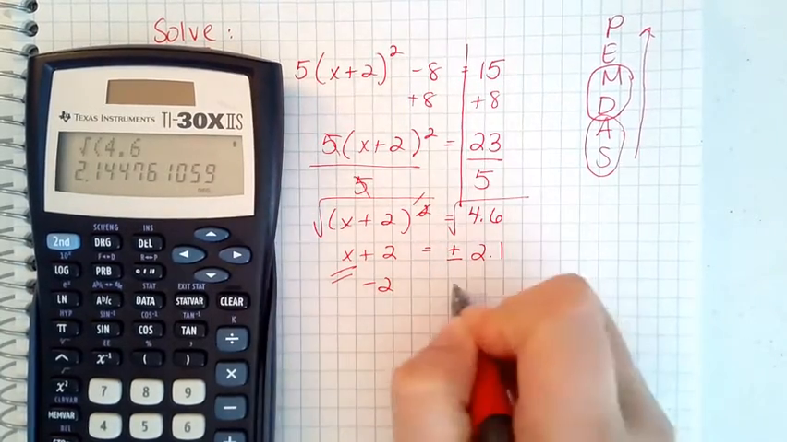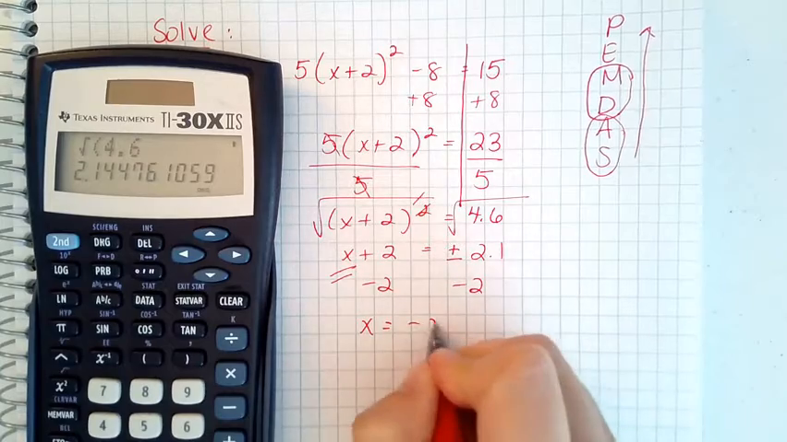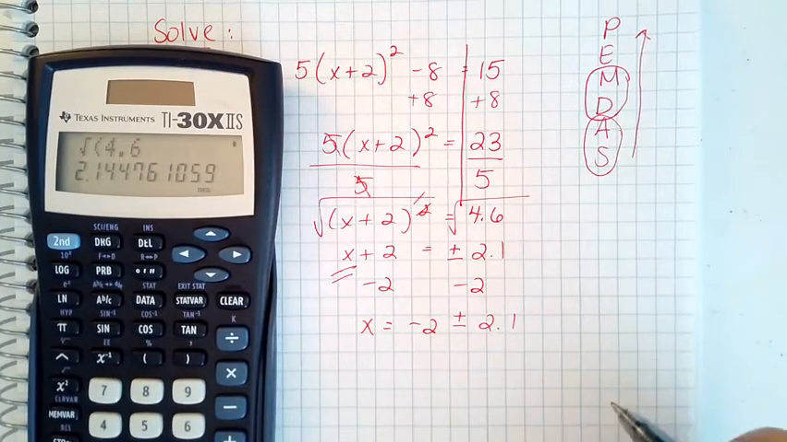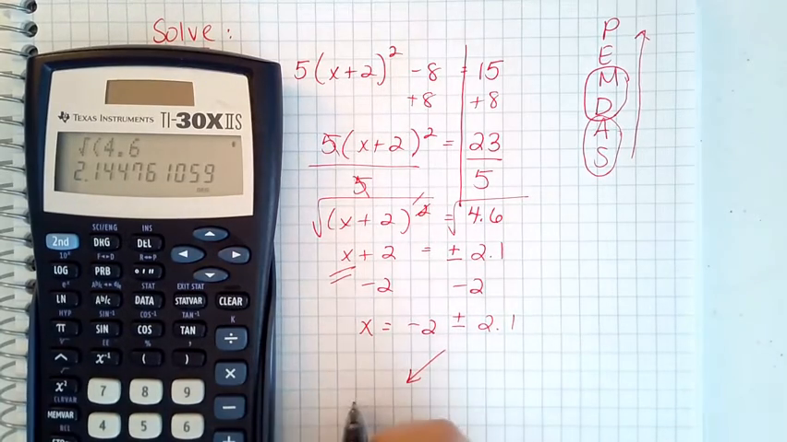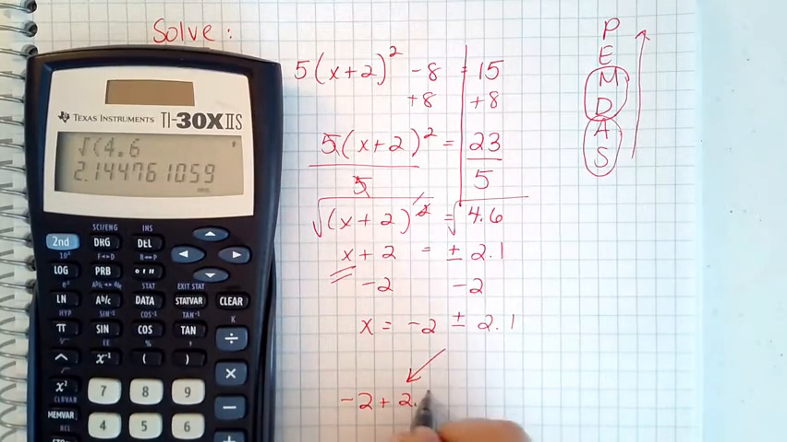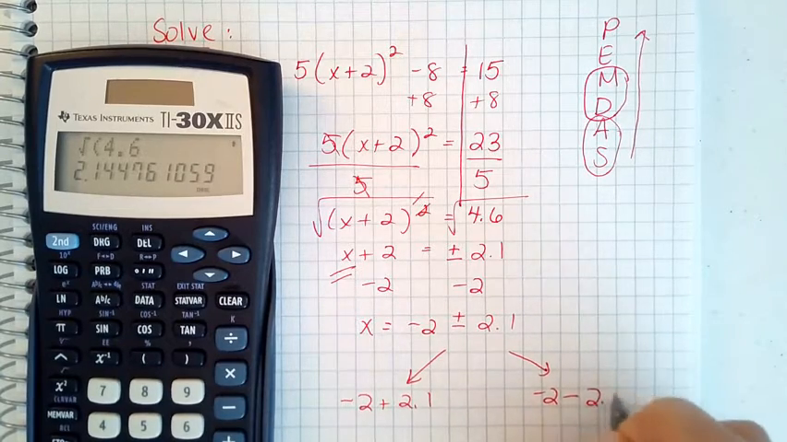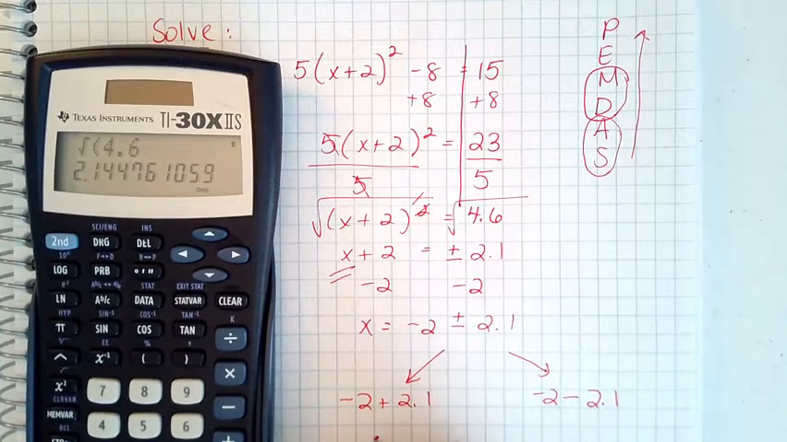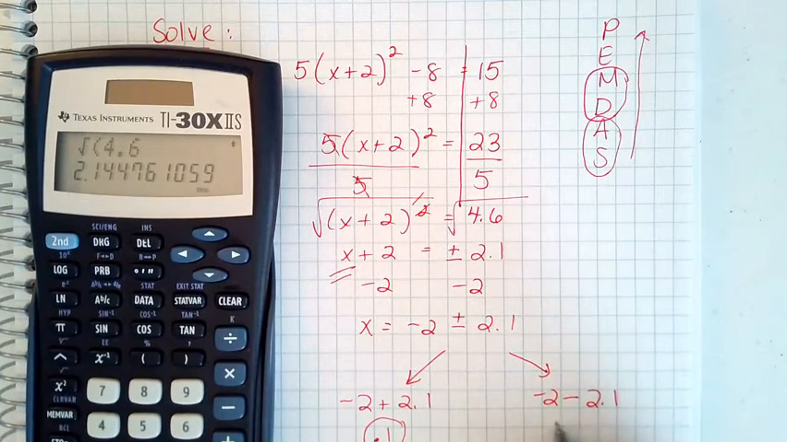So I'm going to subtract 2 from both sides. When I do that, I get negative 2 plus or minus 2.1. And what that means is that there's two answers. So I'm going to get negative 2 plus 2.1, and I'm going to get negative 2 minus 2.1. Negative 2 plus 2.1 is going to be positive 0.1. Negative 2 minus 2.1 is going to be negative 4.1.